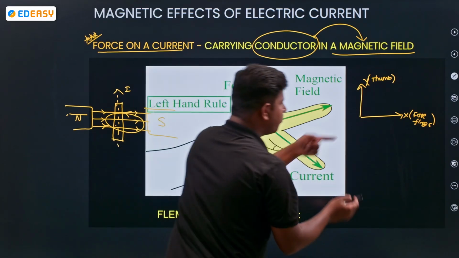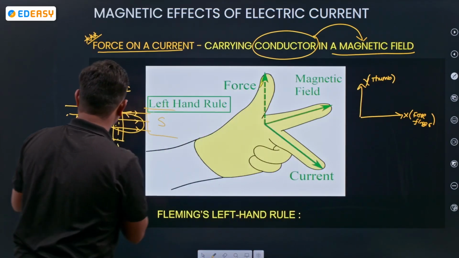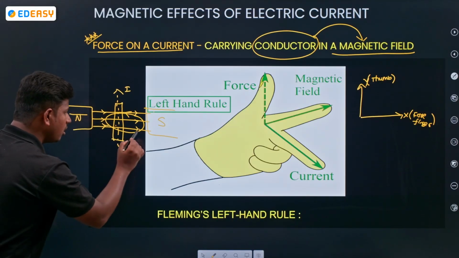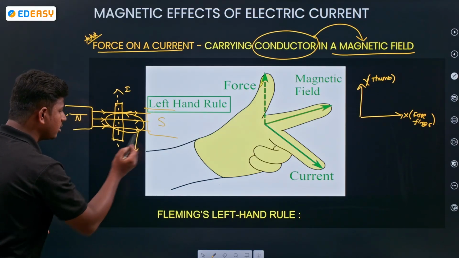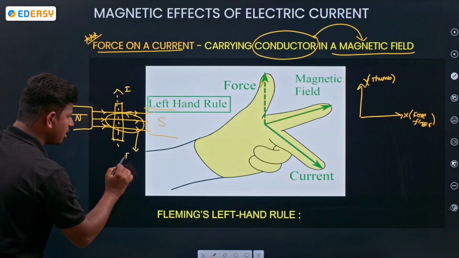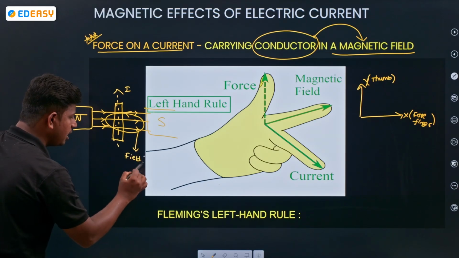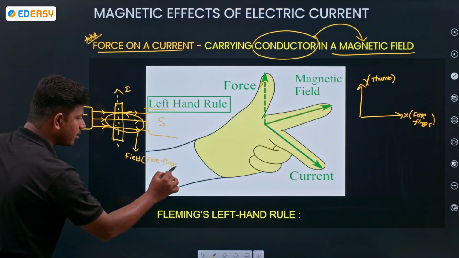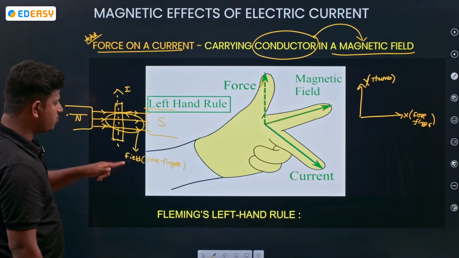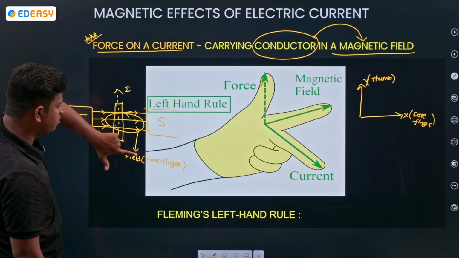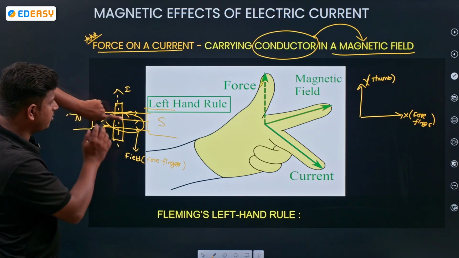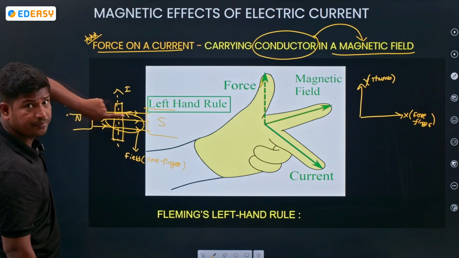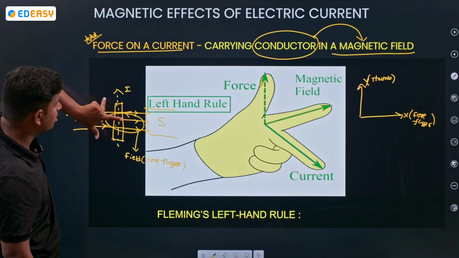See in the diagram, what is this on the x-axis? North pole to south pole, the field. So the field is the forefinger. Which finger do I have to represent the field? The forefinger. Field, then current.